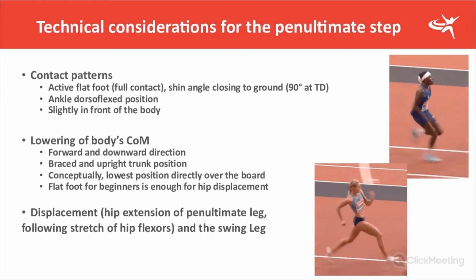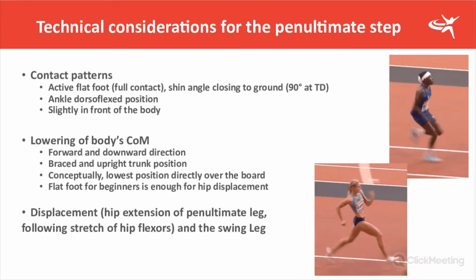But then as the athlete moves forward through that penultimate phase, we see the rotation of the shin, rotating closer to the ground. Again, along with the active foot contact, we want to see that ankle dorsiflex position. So we don't want to see the toe dropping coming in. We want to see that toe switched on and that dorsiflex position. And in terms of the foot contact in relation to the center of mass of the body, as we can see illustrated on the top image by Brittany Reese here, the foot contact is just slightly in front of the center of mass.